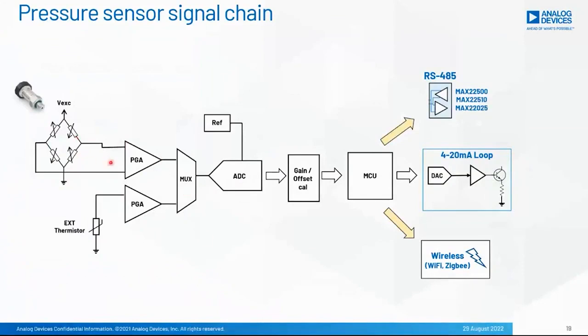A low noise amplifier is required to amplify the signal for a high precision A to D converter. Gain and offset calibration is needed for each sensor. Another temperature sensor, such as a thermistor, would be required for temperature compensation. Once the calibrated output is generated, it can be sent to a control unit through various interfaces, including 4-20 milliamps, RS-485, or wireless.